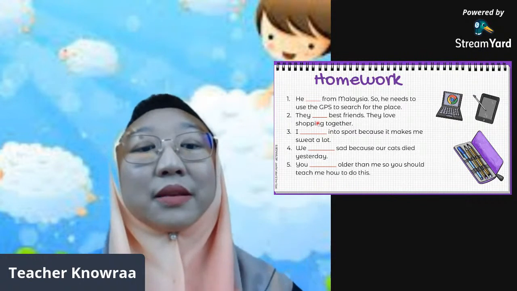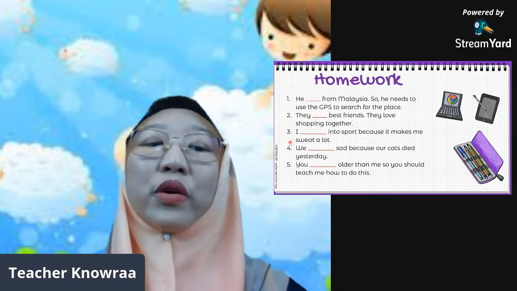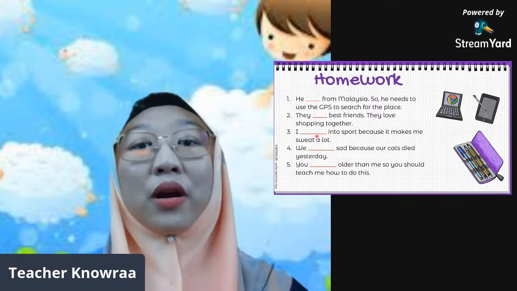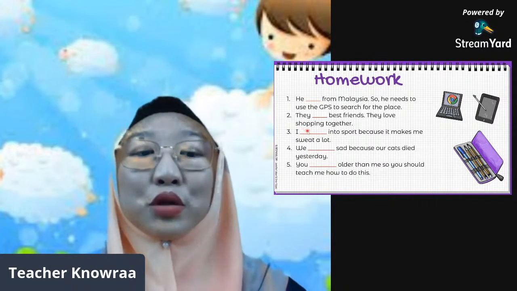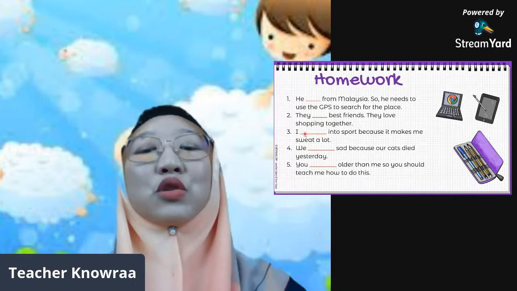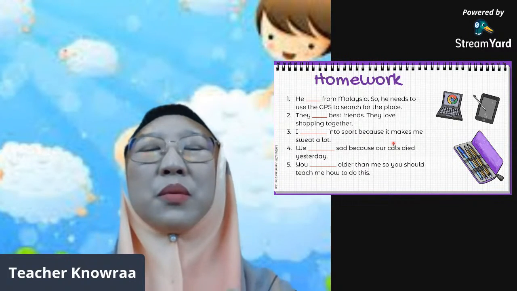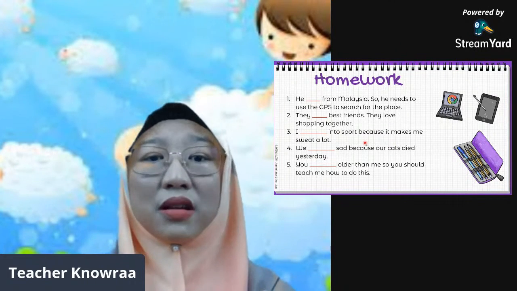Okay, write the answer. I into sport because it makes me sweat a lot. Sweat here means berpeluh. I'm. So I'm or I'm not. Antara 2. Apostrophe M or apostrophe M not. I'm into sport because it makes me sweat a lot. Saya berminat dengan sukan sebab dia buat saya berpeluh banyak sangat. Oh, I'm not into sport because it makes me sweat a lot.